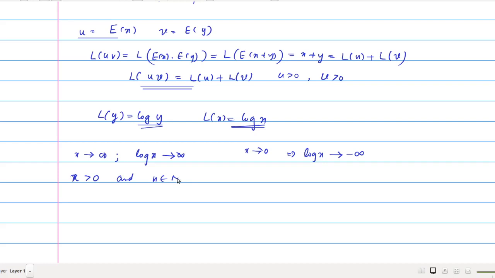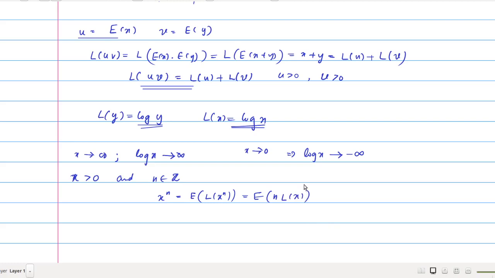So now we take a positive quantity x greater than 0 and n is an integer, n belongs to Z. Then what happens to this x raised to n? So x raised to n can be written as E of L of x raised to n, because E and L are inverse functions. So this will be E of L of x plus L of x plus, n times. So that is n times L of x.